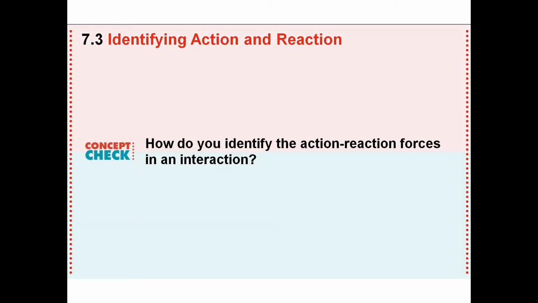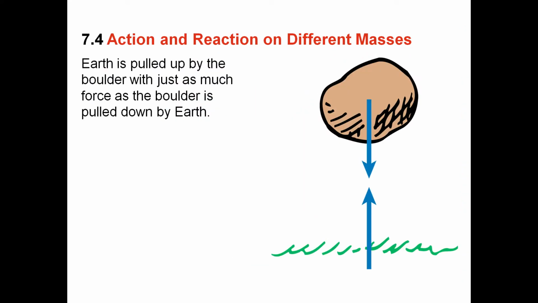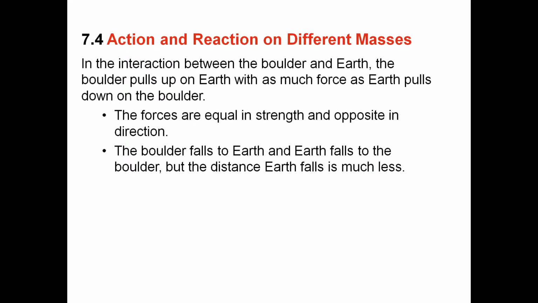How do you identify the action-reaction forces in an interaction? A given force exerted on a small mass produces a greater acceleration than the same force exerted on a large mass. Earth is pulled up by the boulder with just as much force as the boulder is pulled down by Earth. In the interaction between the boulder and Earth, the boulder pulls up on Earth with as much force as Earth pulls down on the boulder. The forces are equal in strength and opposite in direction.